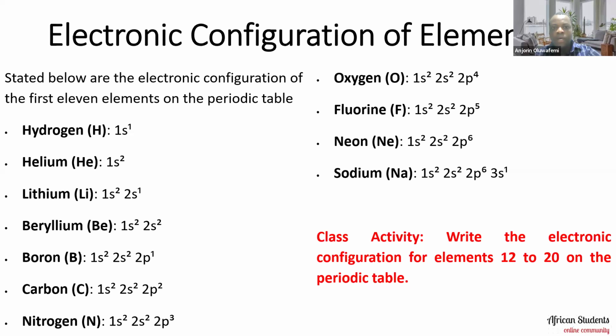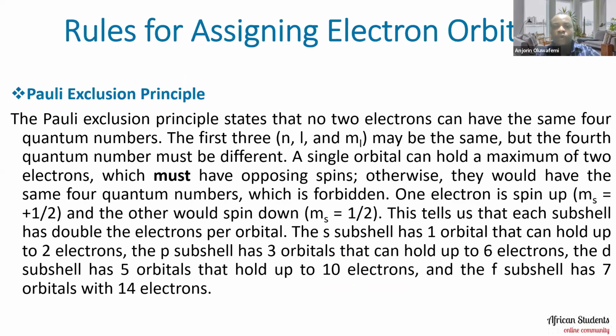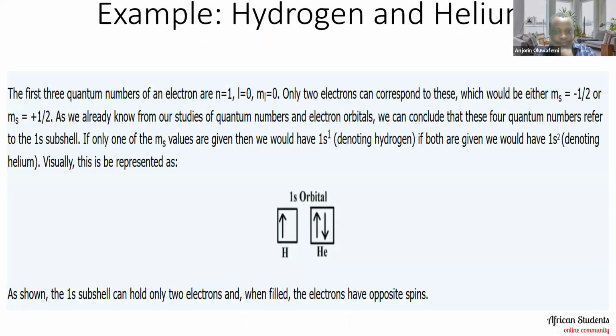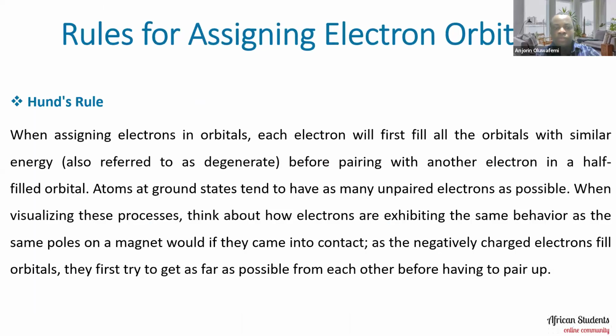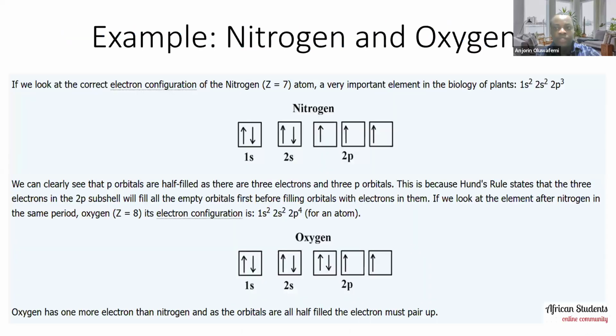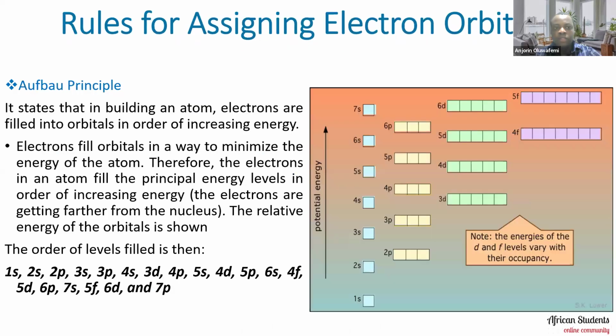Okay. We now looked at the rules for assigning electrons into orbitals. We looked at Pauli's exclusion principle. We stated what Pauli's exclusion principle is. And we gave examples to buttress it using hydrogen and helium. We also looked at Hund's rule. We stated what Hund's rule is, and then we also gave examples to buttress the rule using nitrogen and oxygen. And we equally looked at the Aufbau principle.